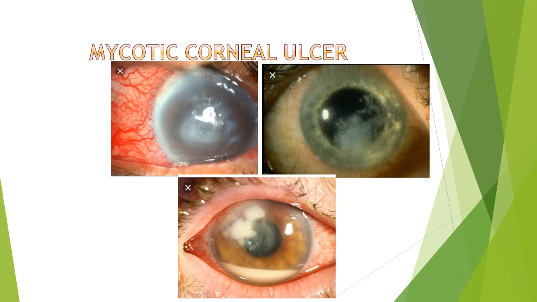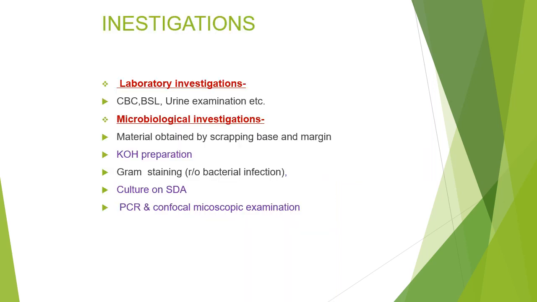Sometimes there is an immunological ring, the ring of Wessely as we call it, that will be present, and the thick hypopyon. Later on the entire cornea will be involved if the treatment is not given timely. Okay, so how do you proceed?